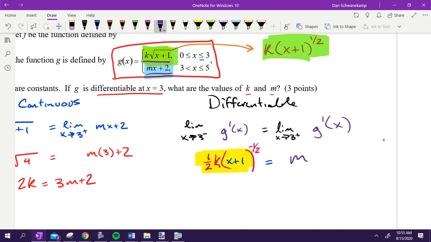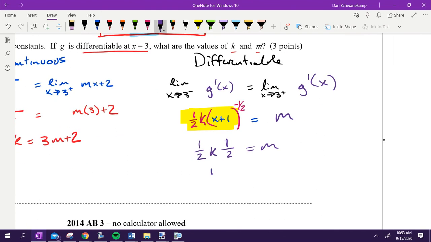At 3. So it's 3 plus 1, which is 4. 4 to the negative 1/2 power. What's 4 to the 1/2 power? 2, because it's square root. What is the negative going to do? Flip it. This is the reciprocal. So this is 1/2 times k times 1/2 is equal to m. Or in other words, 1/4 k equals m. We plugged in 3 right there. We got 4. 4 to the negative 1/2 power was 1/2, and then I just rewrote it.